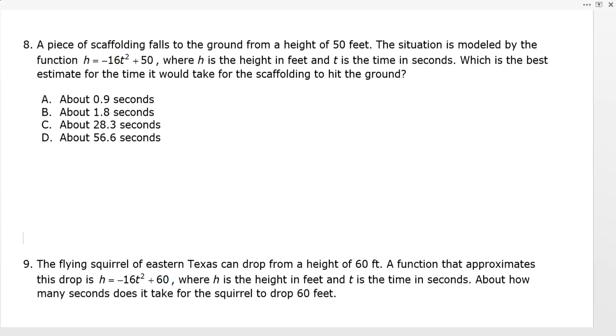Okay, so here's my function. And we're looking for how long it takes for the scaffolding to hit the ground. So if my scaffolding hits the ground, the height is 0.